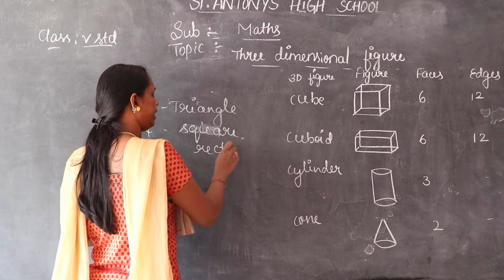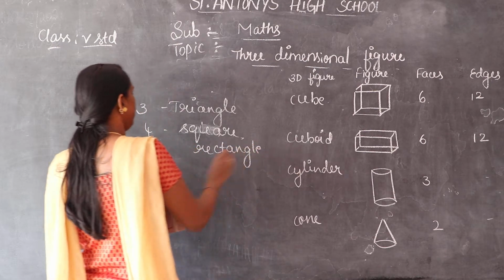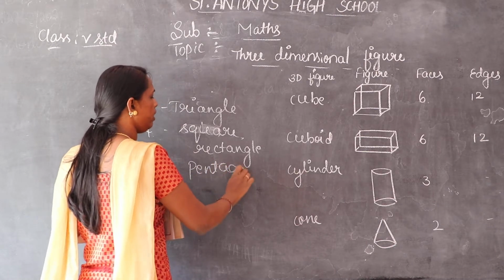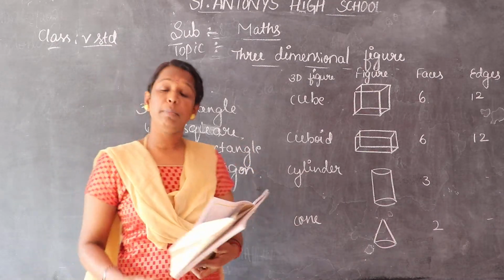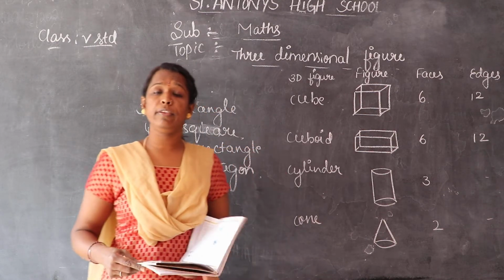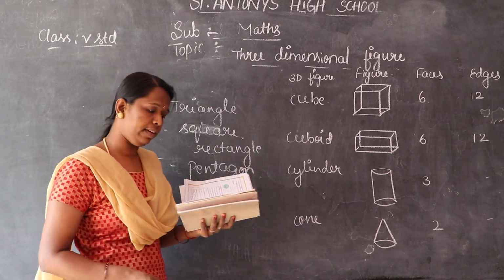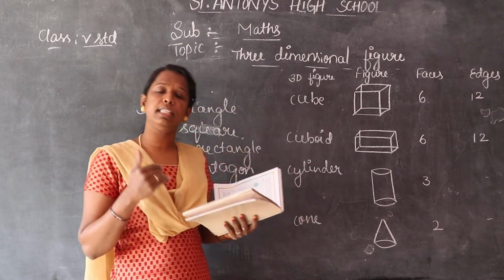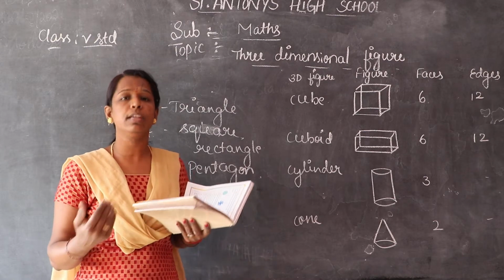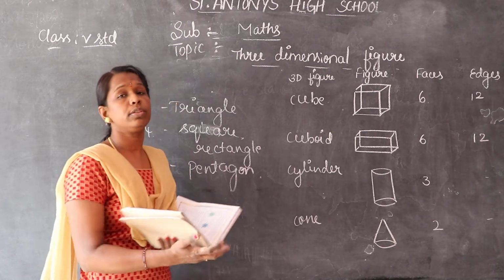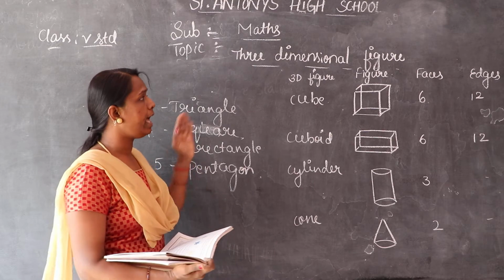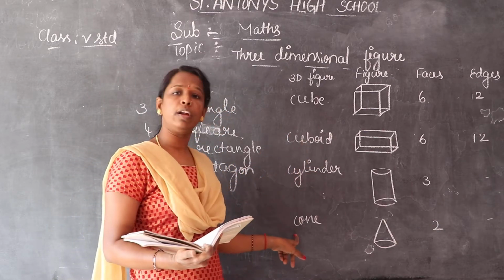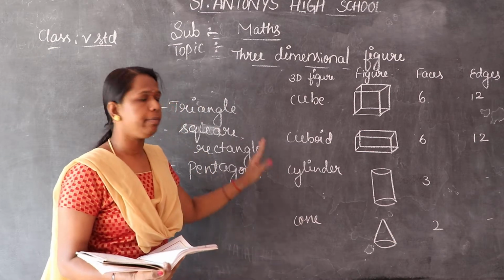And then a five-sided polygon is called a pentagon. So these are called 2D figures. But in this chapter, we will discuss three-dimensional figures. Three-dimensional figures means the objects which look three-dimensional when we see them. So those objects are called three-dimensional figures. Cube, cuboid, cylinder, cone are examples of three-dimensional figures.